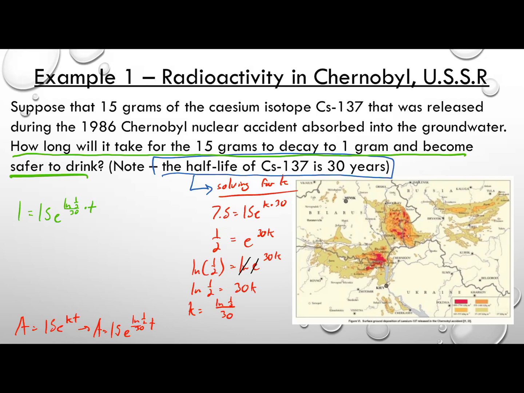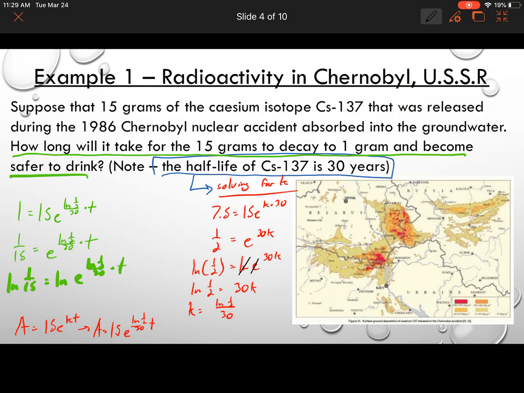So we're trying to figure out how many years. So what is our t value? Well, let's see. If we divide both sides by 15, we get 1 over 15 equals e to the power of ln 1/2 over 30 times t. Once again, to get rid of e, you have to do ln to both sides. ln of 1/15 is equal to ln of e to the ln of 1/2 over 30 times t.